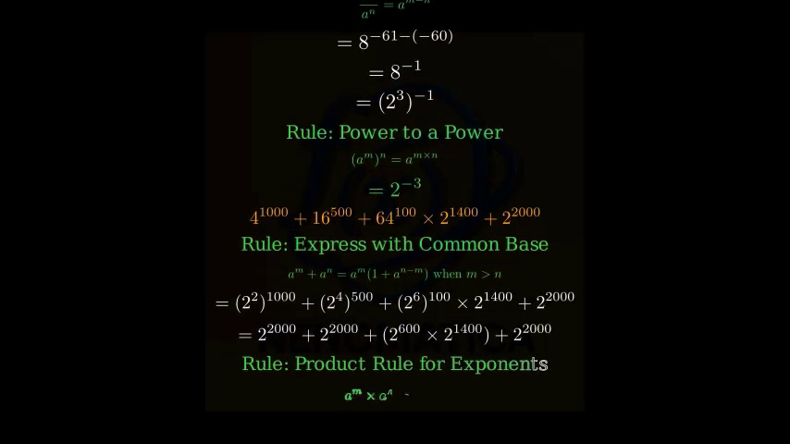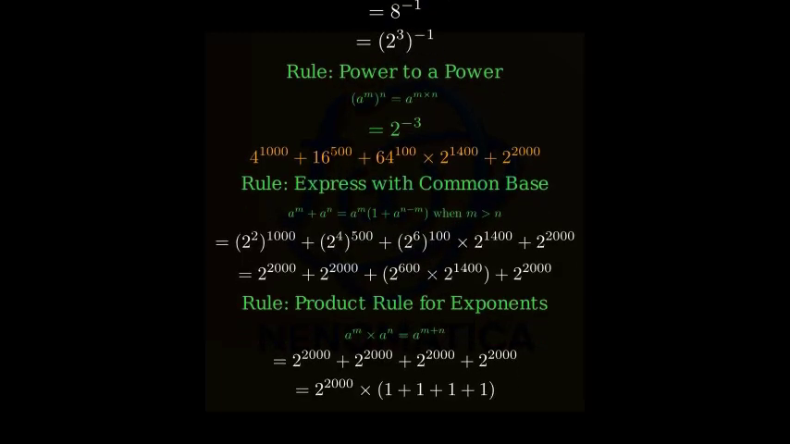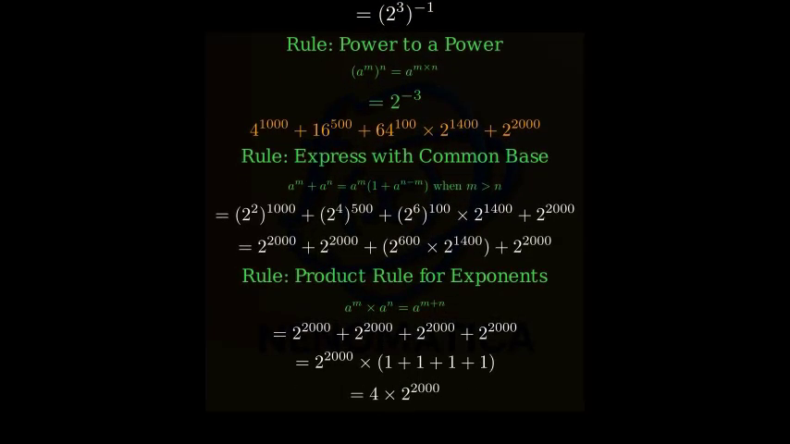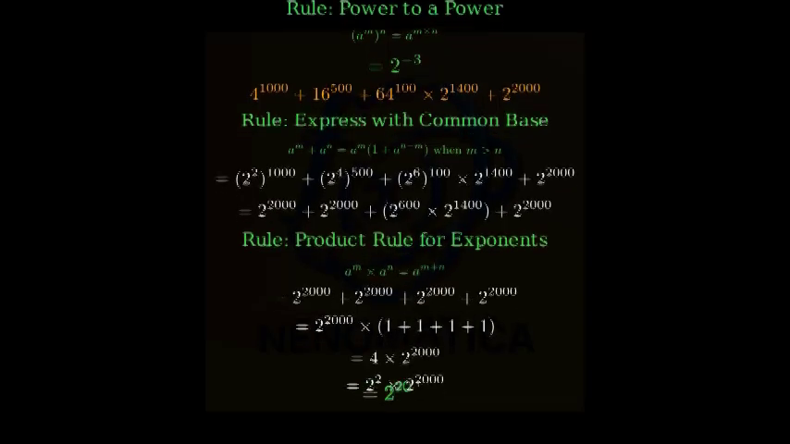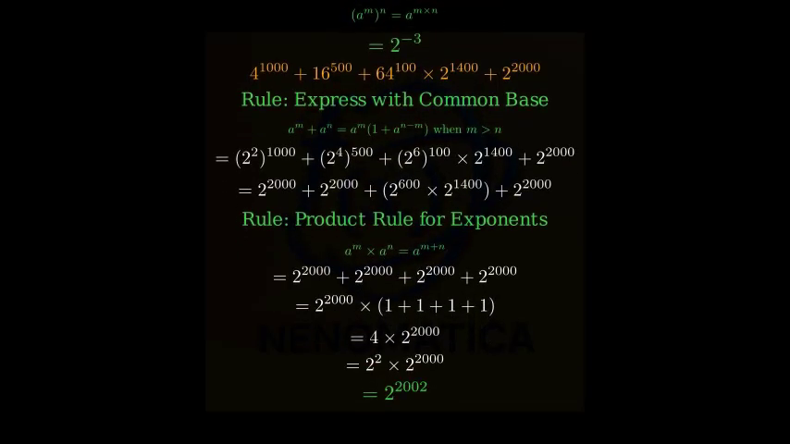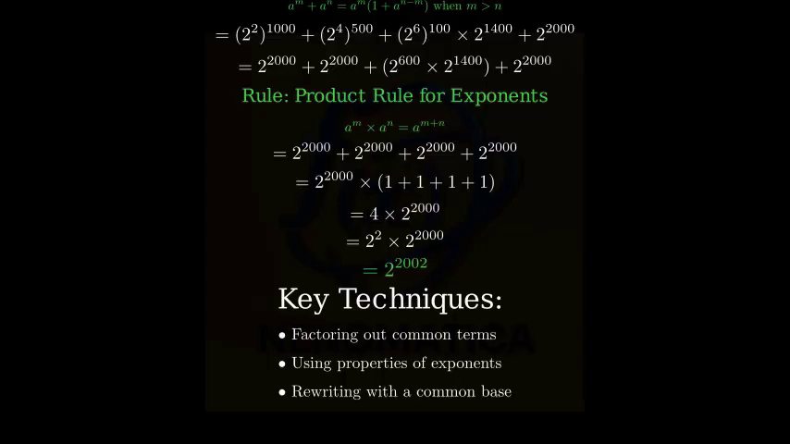Using the product rule for exponents, 2 to the power of 600 times 2 to the power of 1400 equals 2 to the power of 600 plus 1400, which is 2 to the power of 2000. Now, we have 4 terms of 2 to the power of 2000. We can factor out 2 to the power of 2000 from all terms. The sum inside the parentheses is 4. We can rewrite 4 as 2 squared. Using the product rule again, we get 2 to the power of 2 plus 2000, which is 2 to the power of 2002.